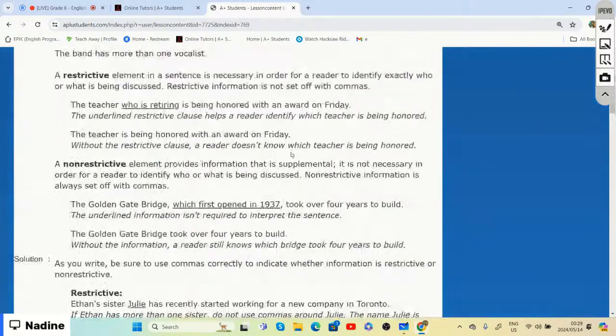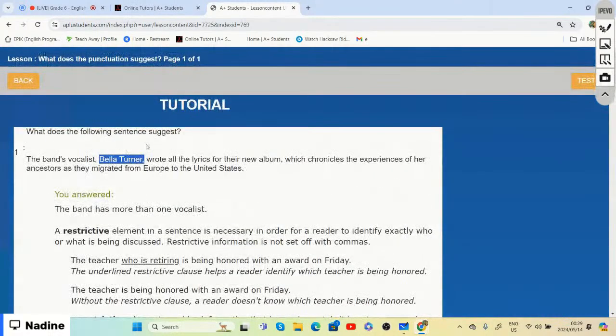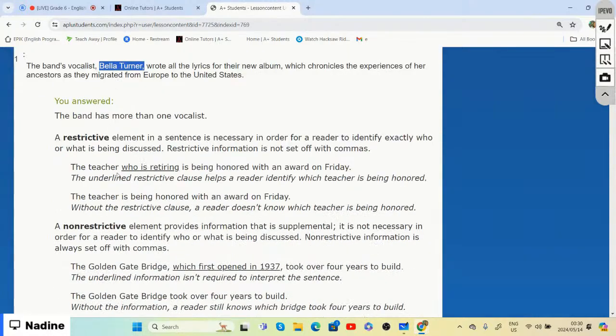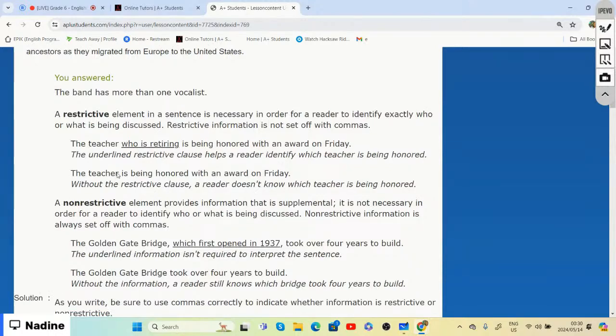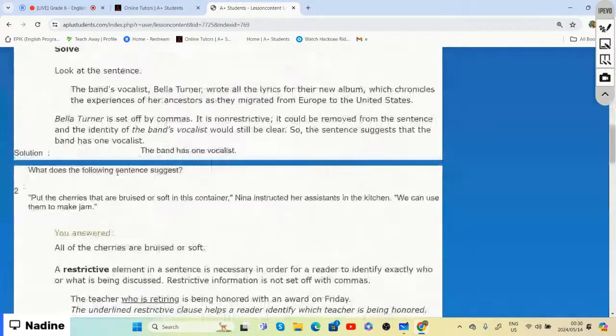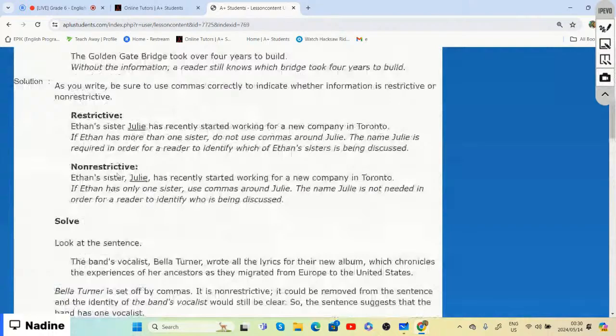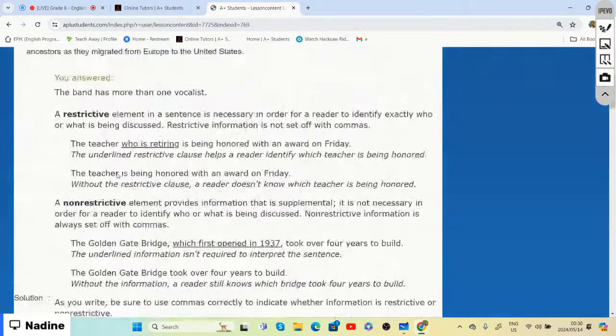So if we were to remove Bella's name, say for example, the band's vocalist wrote all the lyrics for their new album, then we don't specifically have to make mention of Bella Turner. We will just know that one of them wrote the lyrics to all of their songs. But it basically still shows that there's more than one vocalist. All right, let's go to our test.